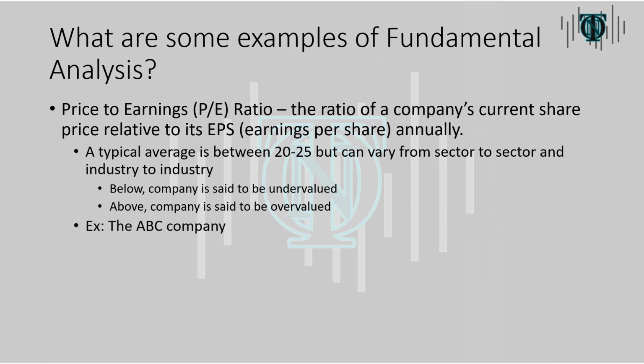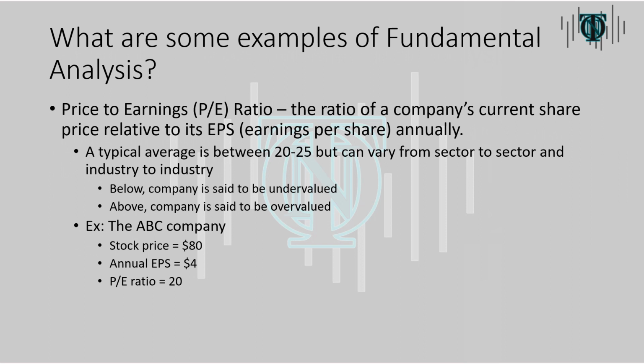Here's an example of the ABC Company. Let's say the stock price is $80. We can easily get the annual earnings per share by adding up the last 4 quarters. And for the ABC Company, we see the annual earnings per share is $4. If we take the $80 divided by the $4, we get a P/E ratio of 20.